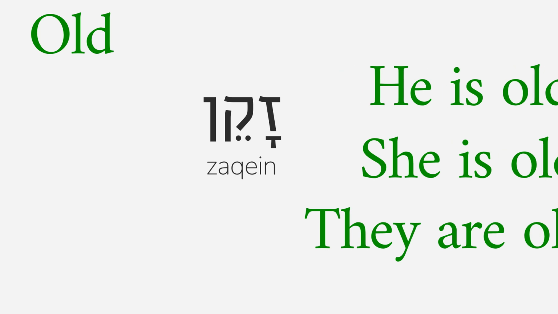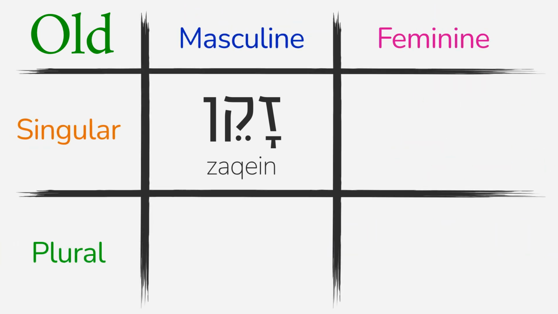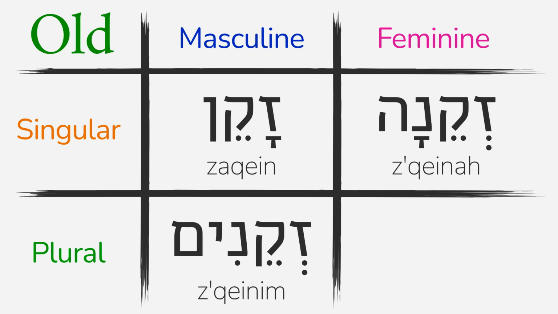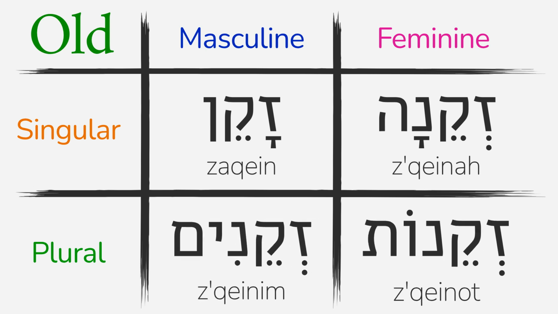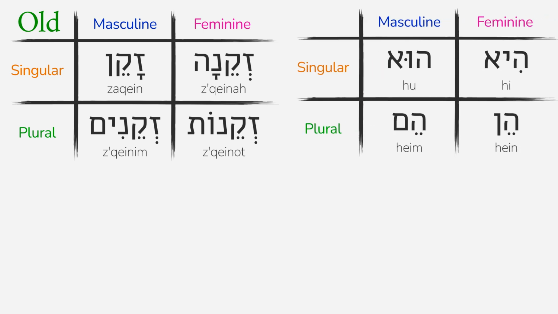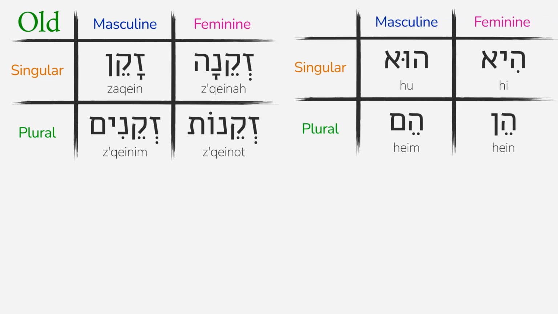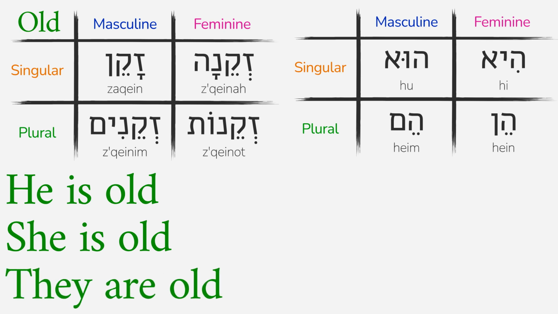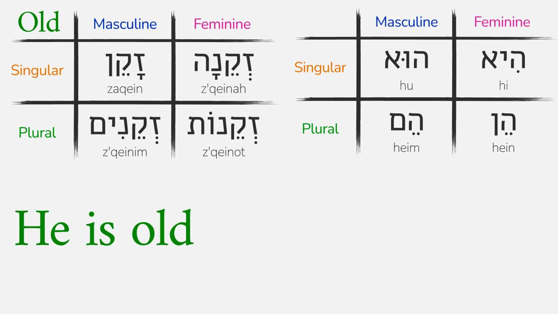Again, zakain is just the default masculine singular form of the adjective old, and so to say she is old and they are old, we are going to have to put this adjective into its other forms. The feminine singular form of zakain is zakaina, the masculine plural form is zakainim, and the feminine plural form is zakainot. Let's use these four forms of the adjective zakain, old, and the pronouns hu, he, haim, and hain to say he is old, she is old, and they are old in Hebrew. Let's start with he is old. How do we say that in Hebrew?